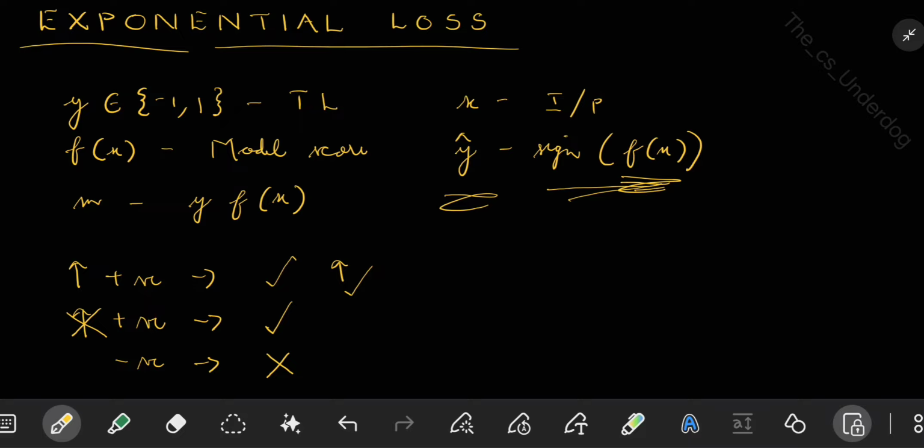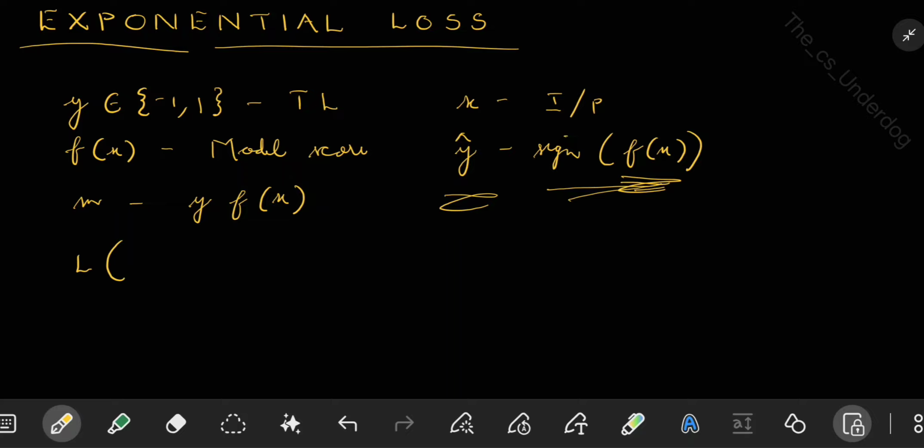Let us write the loss function and understand. My loss function will look like this: loss function of y and f of x. These are the two terms that are required. I'm calling it exponential loss, so you can already guess what it is going to be. It is going to be e power minus y into f of x. You may think, what is the importance of this minus? We'll explain that right now. E power minus y into f of x is your loss function. It can also be written as e power minus m, because your m is y into f of x, right?